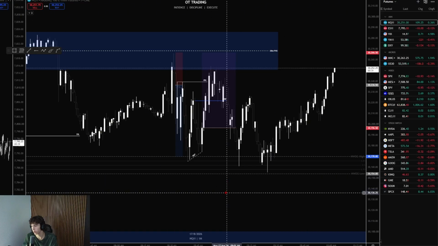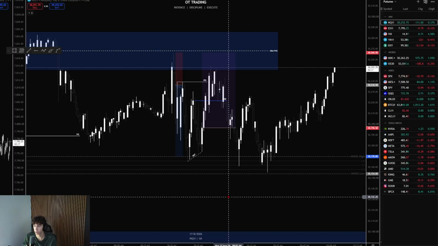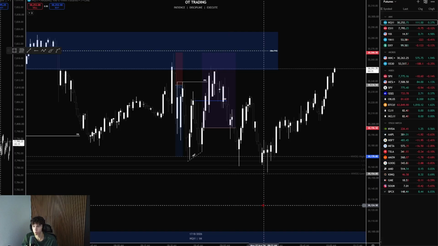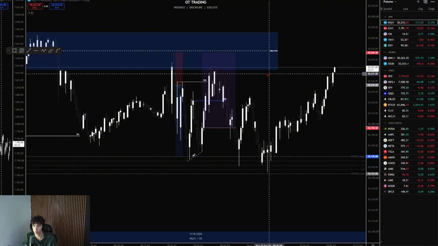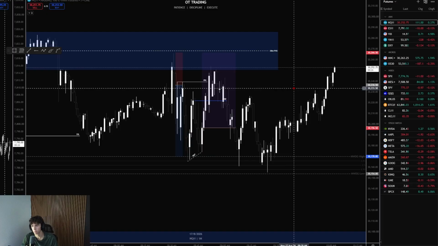And today I'm going to be showing you how I made 2.3k just taking these two trades. Overall, this was a pretty choppy day. As you can see, we're just kind of slowly chopping our way up to these highs up here. But overall, I took two trades within 30 minutes of market open. So without further ado, let's just hop right into this.